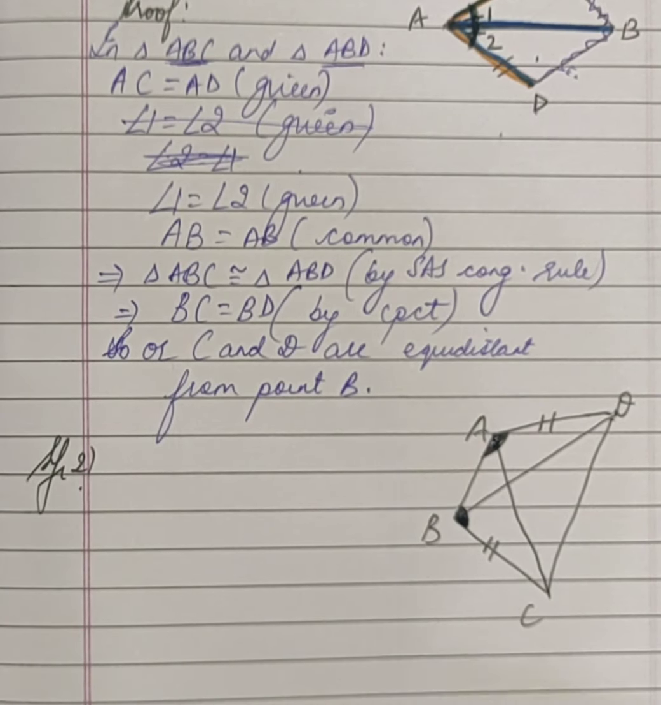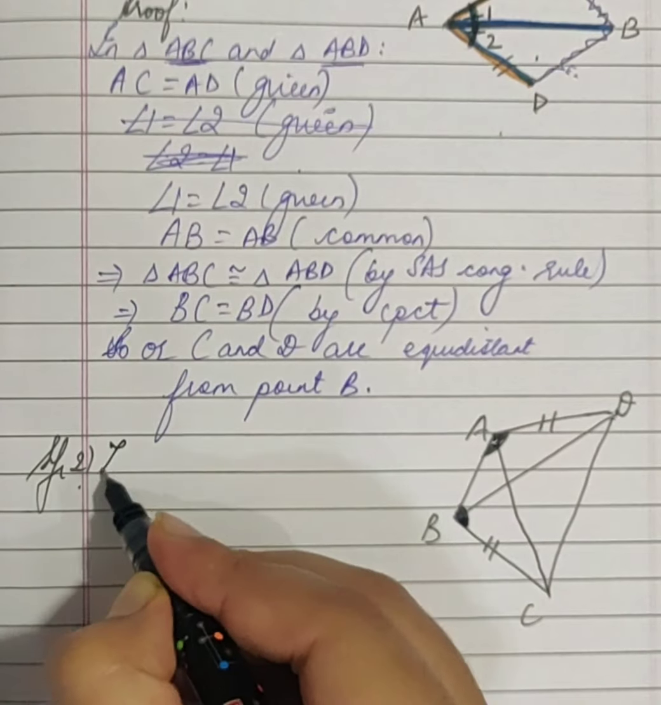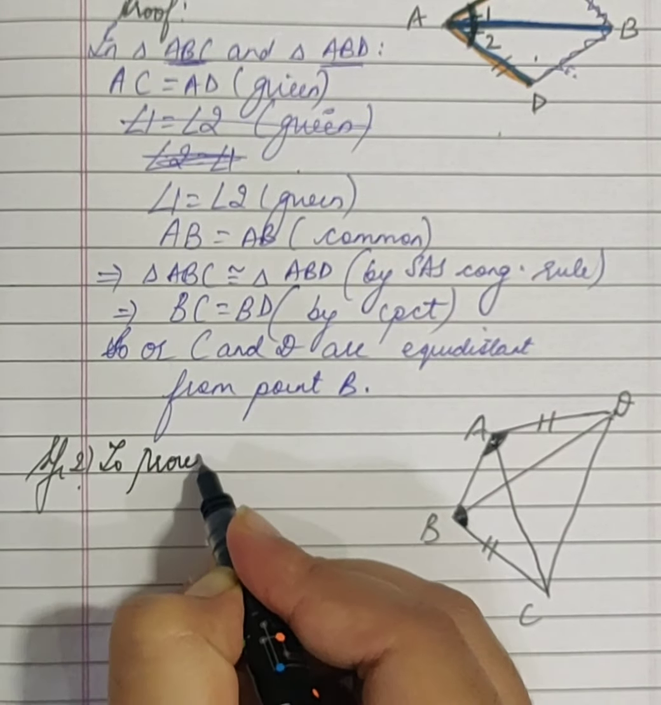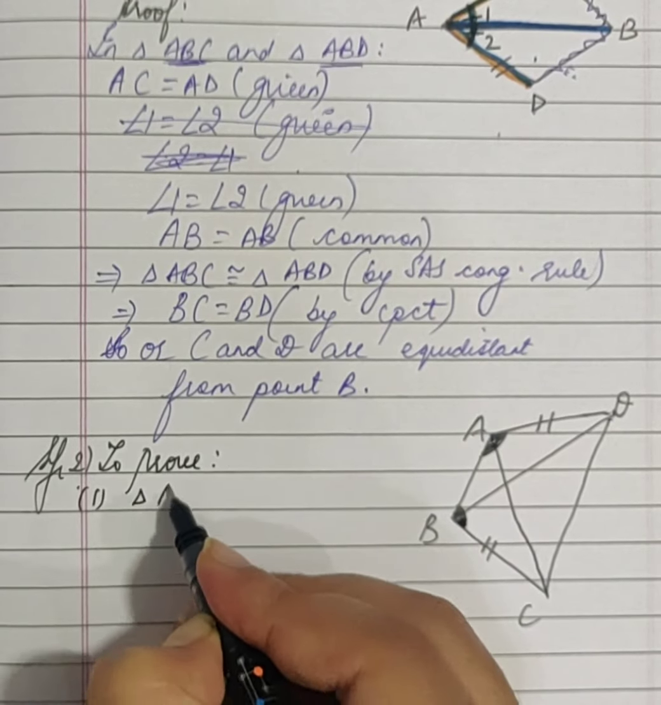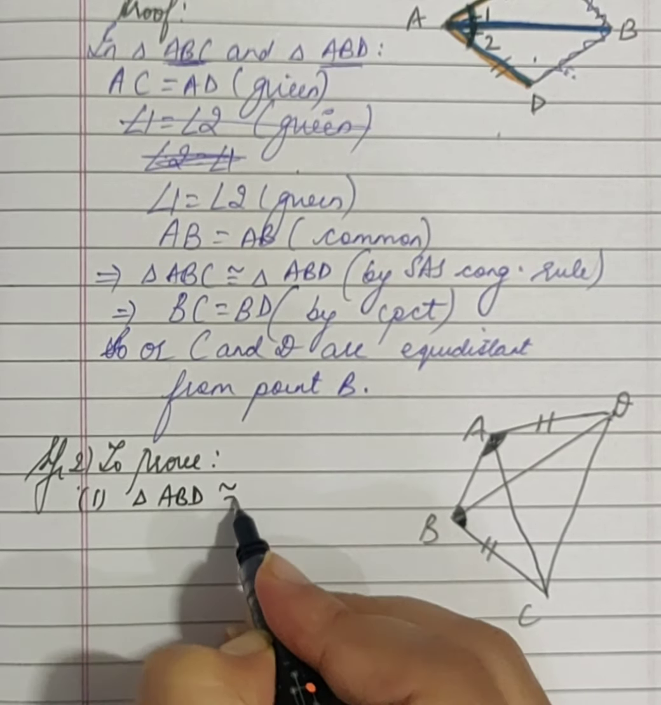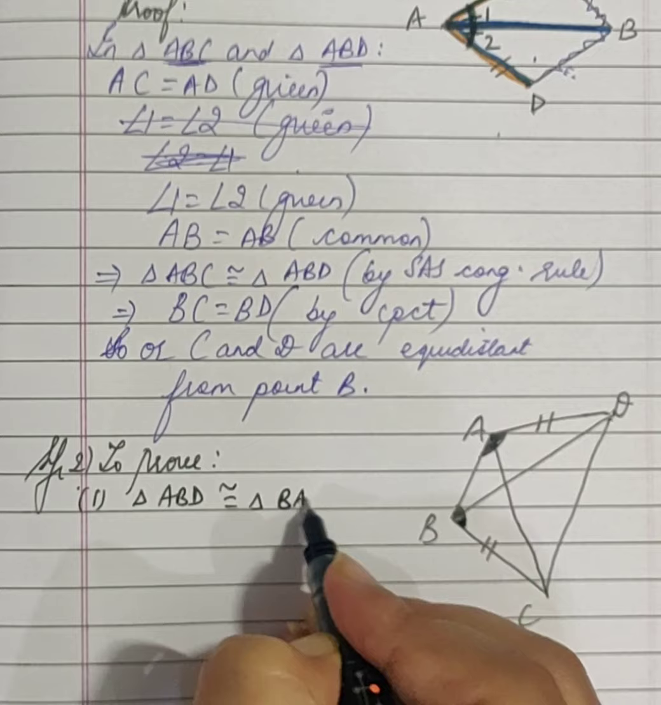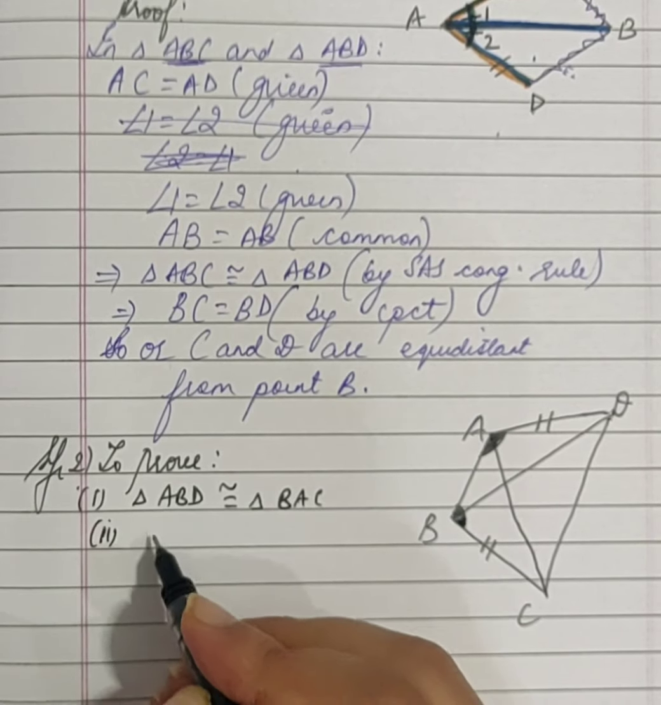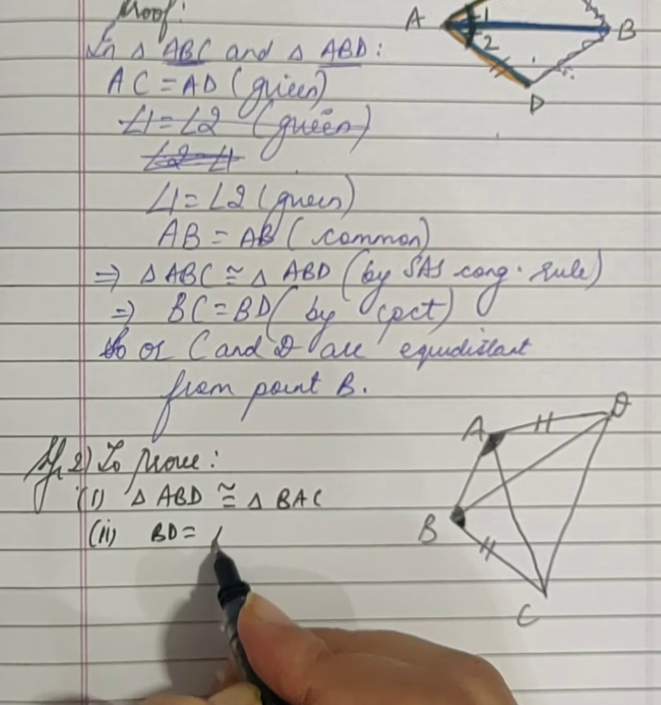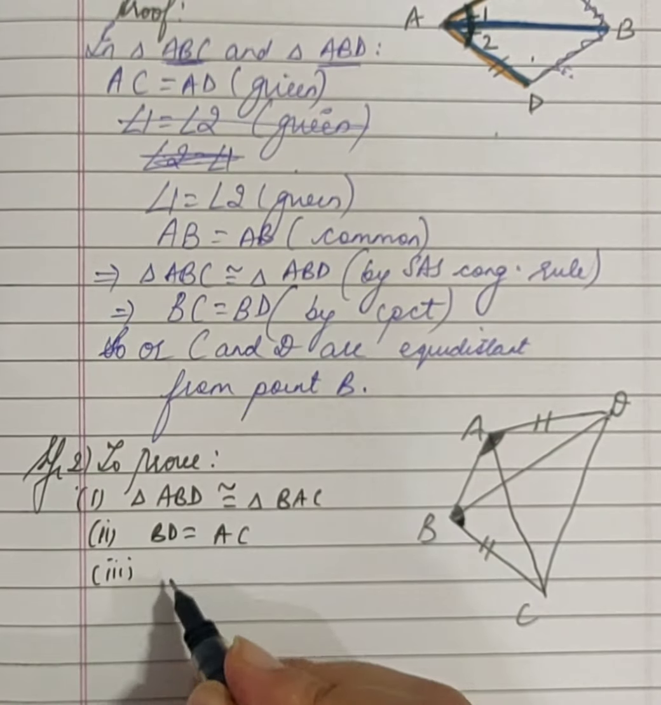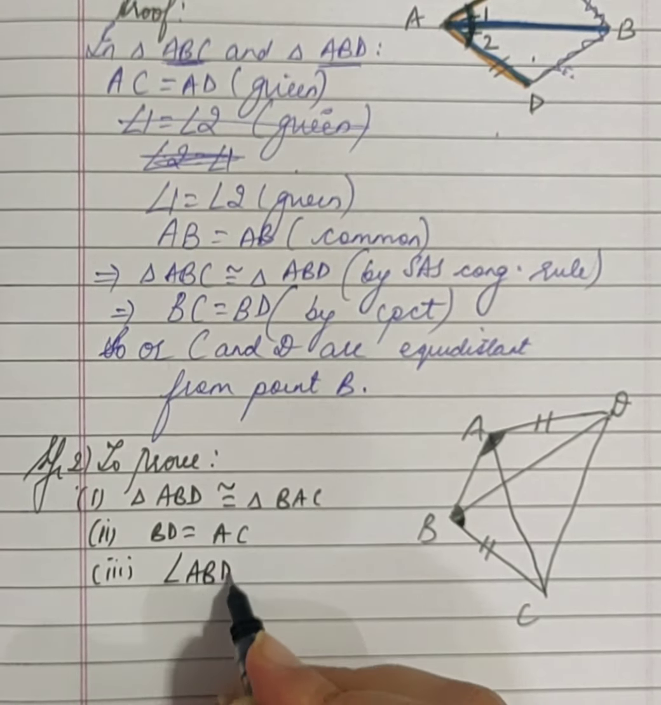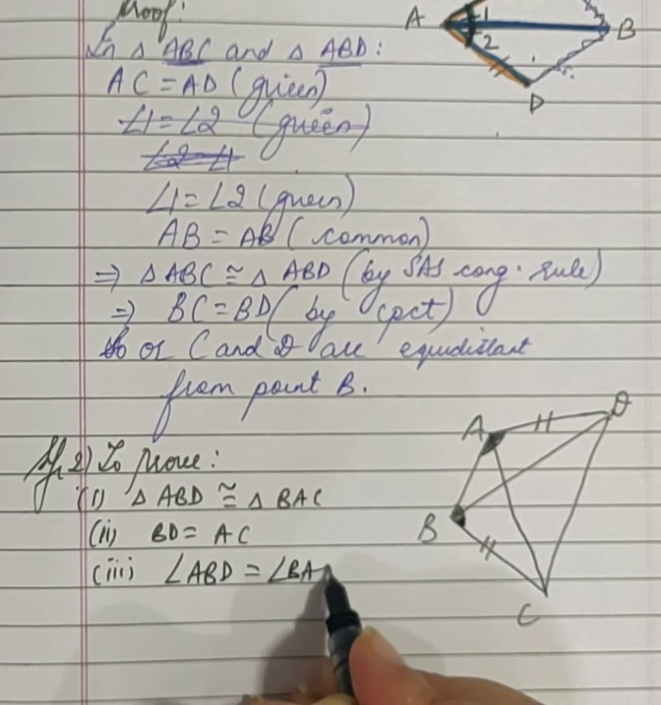We are supposed to prove three things. I'll write to prove. First part is triangle ABD is congruent to triangle BAC. Second part is BD is equal to AC. And third part is angle ABD is equal to angle BAC.